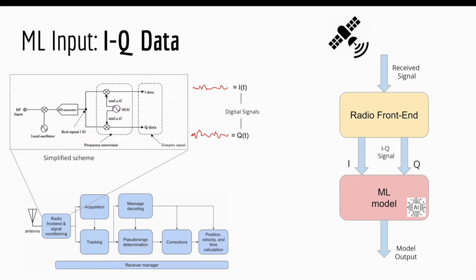It's mostly to understand what is the input that we will use later on the models. So as you can see here, we have our RF input, so the received signal. And what we do basically is we digitalize this signal with the ADC converter, and then we apply to this signal what is called an IQ modulation.